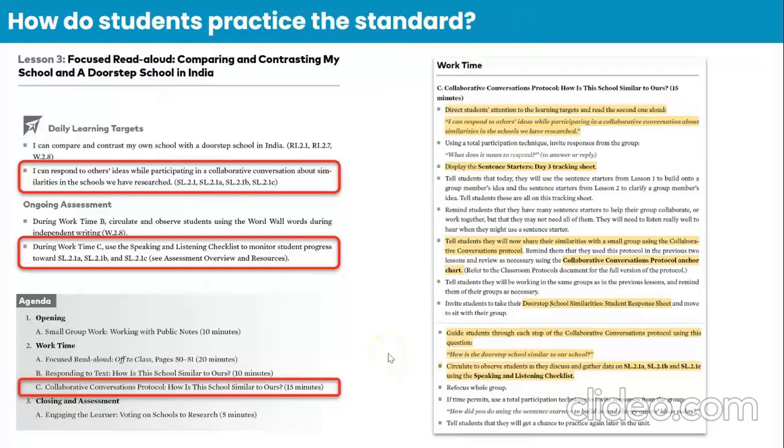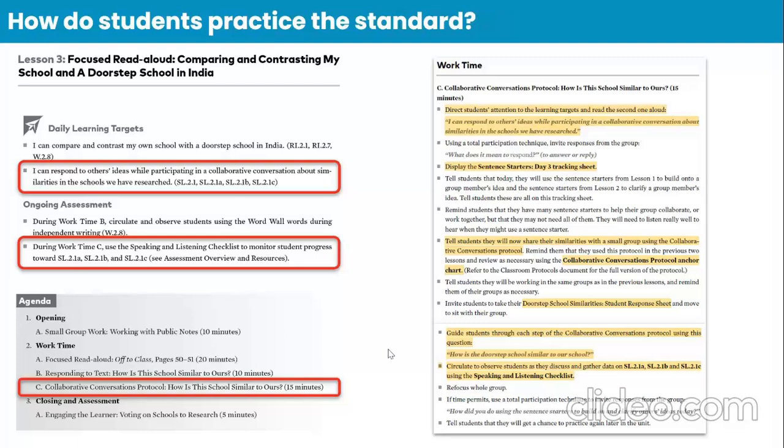Let's take a look at teacher and student actions for SL.2.1. Participate in collaborative conversation. The aligned learning target is: I can respond to others' ideas while participating in a collaborative conversation about similarities in the schools we've researched. For ongoing assessment, the lesson notes using the speaking and listening checklist to monitor progress. We're going to come back to this in a minute when we talk more about assessing the standard.